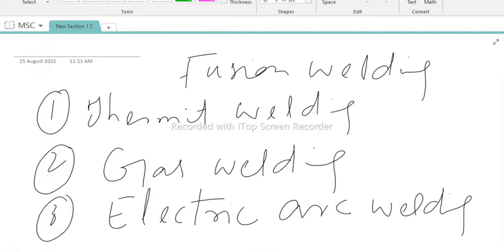So question is, how do we ignite this thermit? Remember that thermit is a mixture of iron oxide and aluminium. Now we cannot use a spark to ignite it. So what we do, because we need high temperature to ignite it, around 1200 degrees centigrade, we use a magnesium fuse.